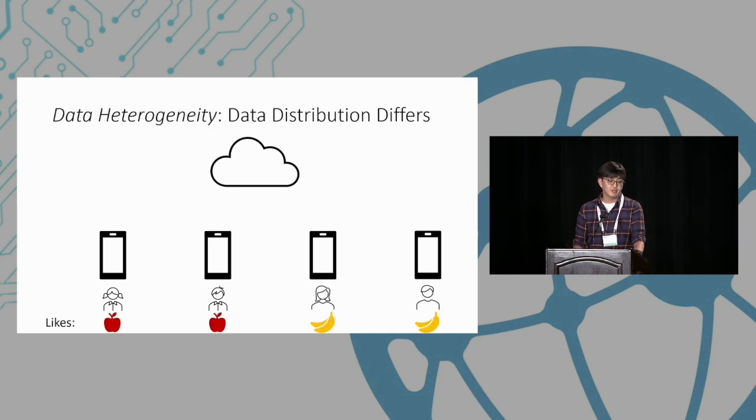When doing federated learning, there are two types of heterogeneity that can complicate the training process. The first is called data heterogeneity, which refers to the fact that different clients may have different data distribution. For example, some clients may like apples more, while some other clients may like bananas more. And depending on their fruit preferences, of course, the recommendation system will have to recommend different items to the user.